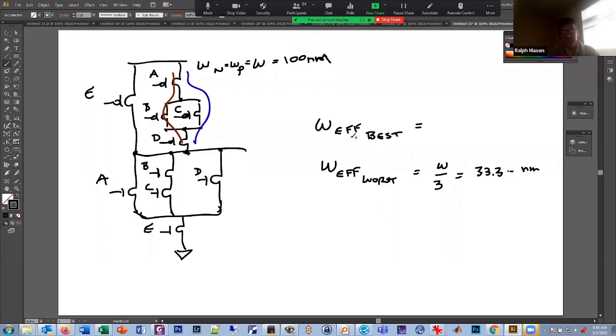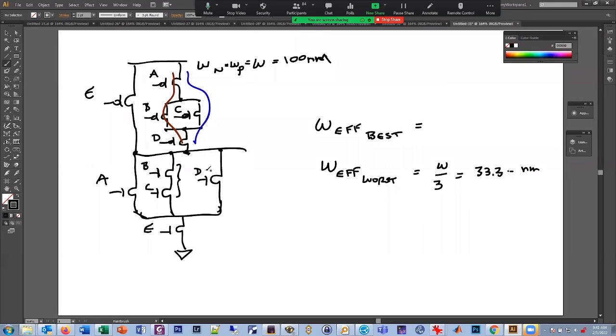Now what about the best? That's the hard one. The best happens when all paths are enabled. And there's two situations: all the P's are enabled or all the N's are enabled. So let's try that. Let's do the N's because I think they're easier. For all paths in the N turned on, A, B, C, and D are all equal to 1. So we have to get the W effective of this whole thing. So let's do this middle path. I have B and C together. So what's the W effective of B and C in series? W over 2.